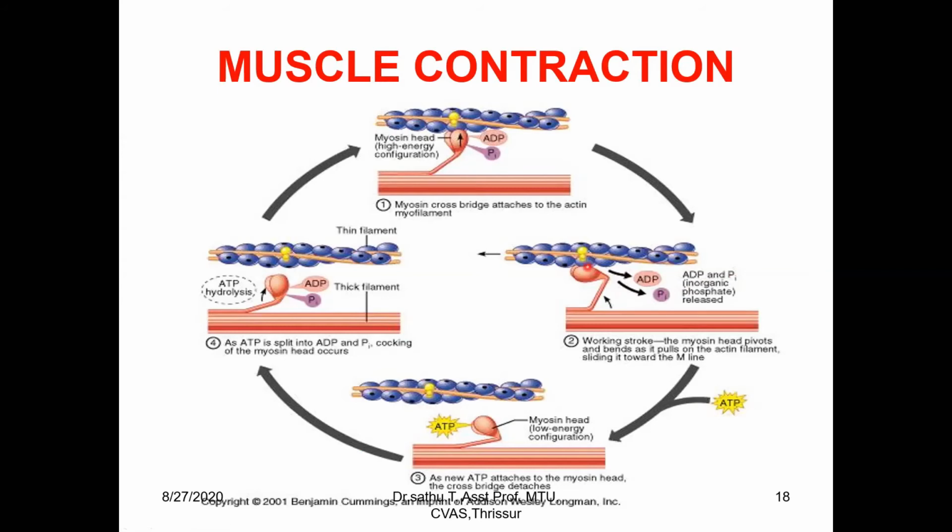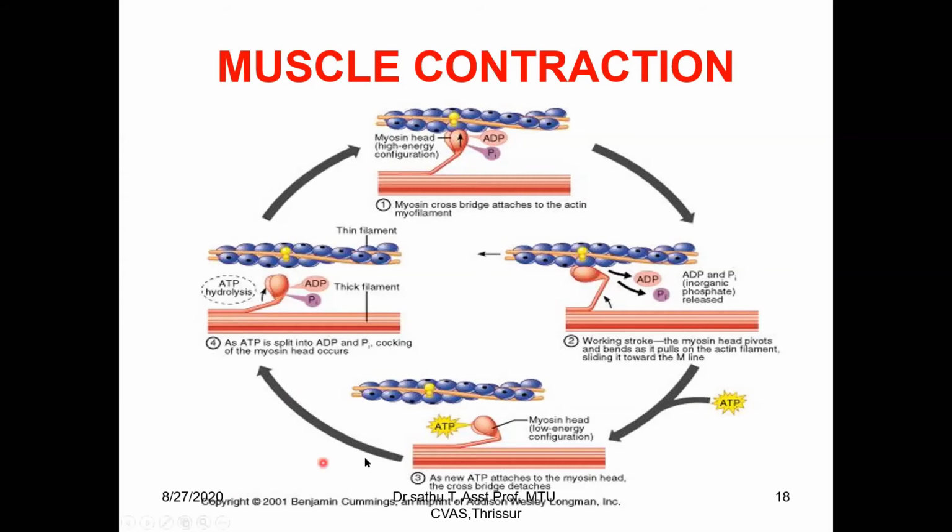Because of that energy, this stage is called a power stroke. The myosin moves the actin towards the center, so there is shortening of the sarcomere. So what is a sarcomere? The contractile unit of the muscle fiber is called the sarcomere. When the two Z lines come closer, there is contraction.